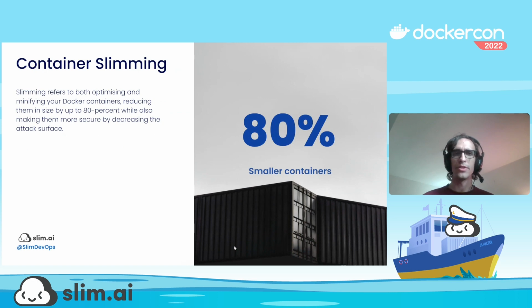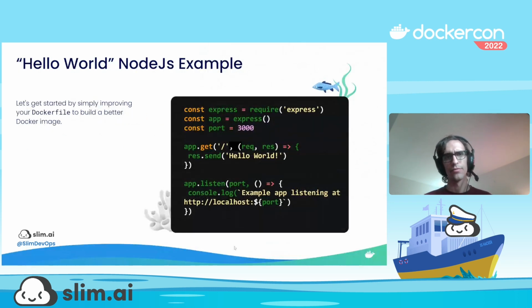So what does it mean to slim a container? Slimming refers to optimizing and minifying your Docker containers, which could reduce them by up to 80%, which once again will probably decrease the attack surface of your application.